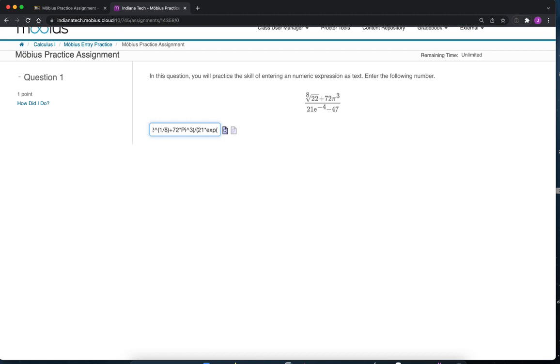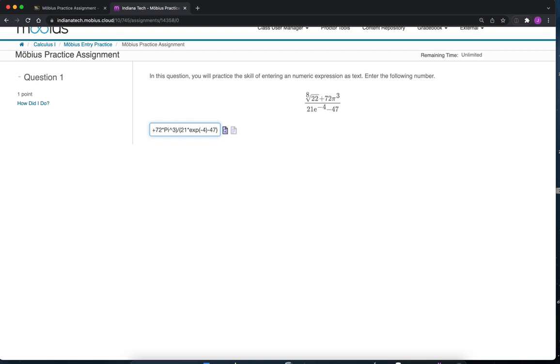So here the E is raised to the -4 power. So I'm going to do -4 there. Close that. And then we have one more term in the denominator. So -47, and then close that, right? So now obviously that's a pretty lengthy expression, right?